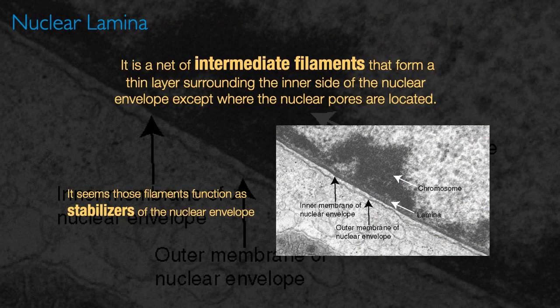Okay, next one. The question is why the nucleus has that perfect round shape. I mean, why is it round? It's round even in triangular or square cells. And the answer is because the nuclear envelope is stabilized by a net of intermediate filaments that we call the nuclear lamina. You can see it in the image as a dark gray line just under the nuclear envelope.